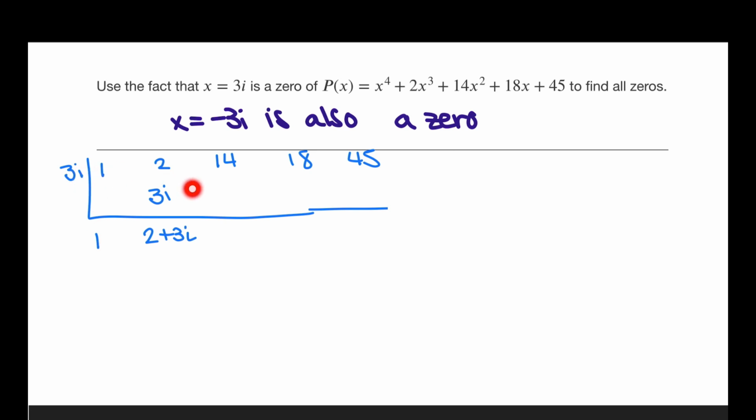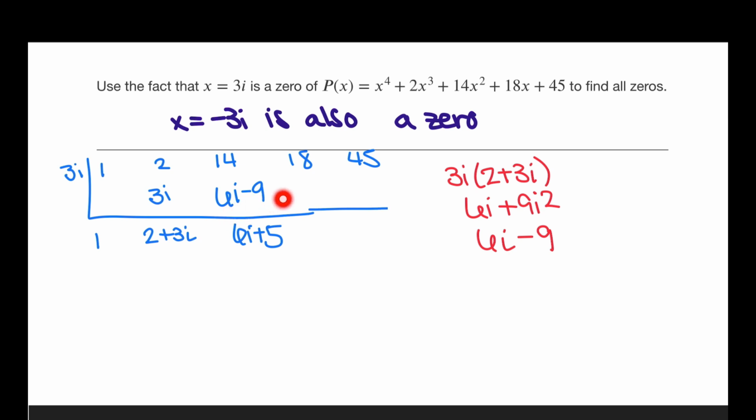1 times 3i is 3i. I add, and I get 2 plus 3i. Now we multiply. 2 plus 3i times 3i. I'm going to distribute. That gives me 6i plus 9i squared. i squared is negative 1, so that's 6i minus 9. I'm going to take the 6i minus 9, put it up here, and we add. Now, we can only add the real parts, so 14 minus 9 is 5, and this becomes 6i plus 5.